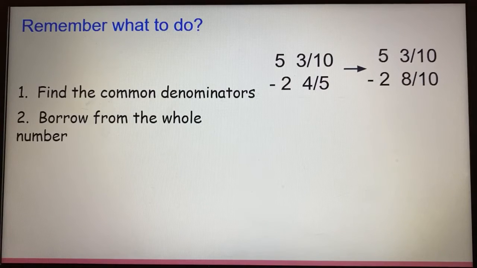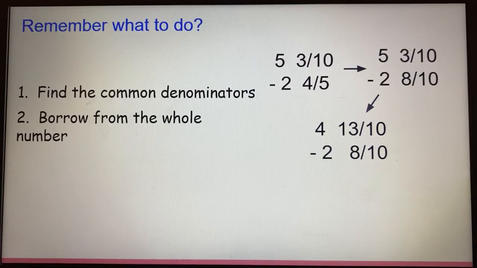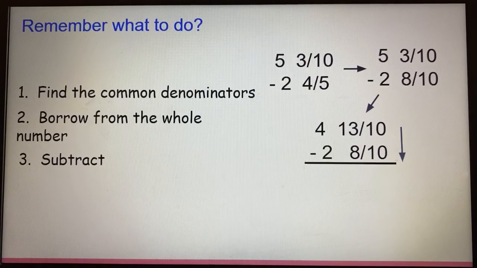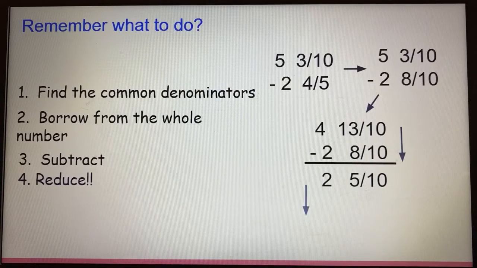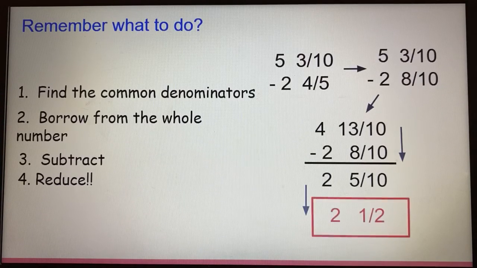And we borrow from the whole number. We'll make it a 4. And then we're going to add 10 to 3 and make it 13/10. And now we can subtract. So we're going to say 13 minus 8 and 4 minus 2. And then we get 2 5/10. But we are not done because we have to reduce. And our answer becomes 2 1/2.